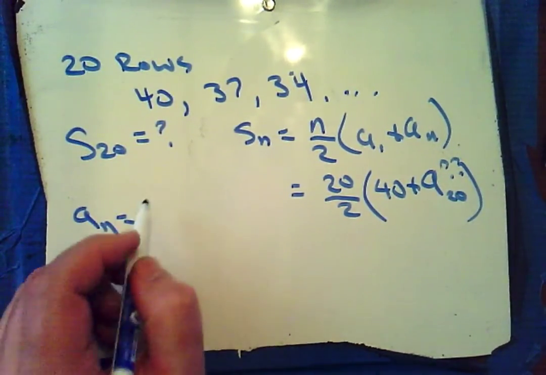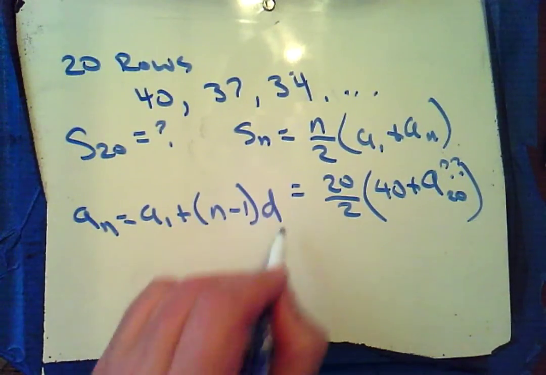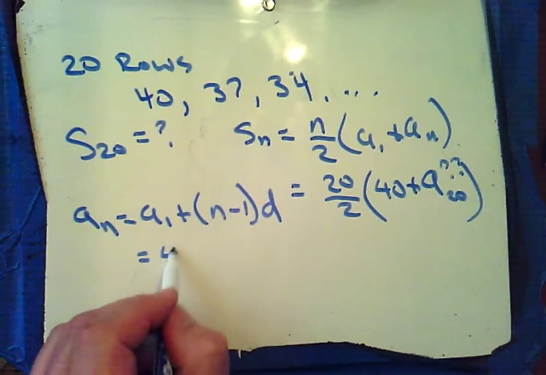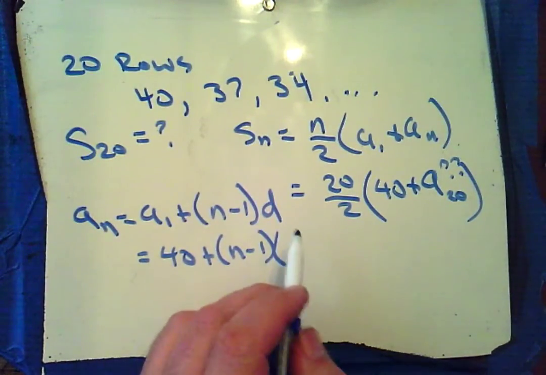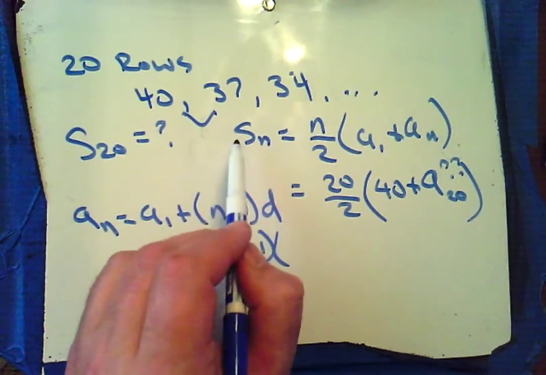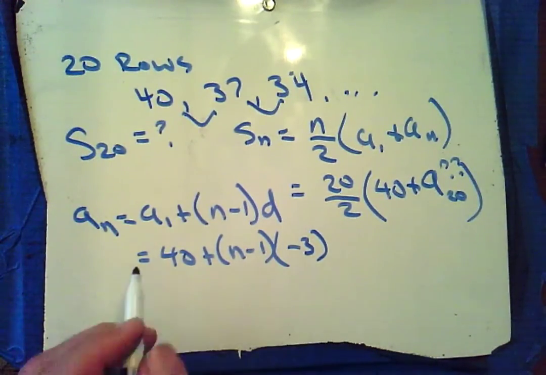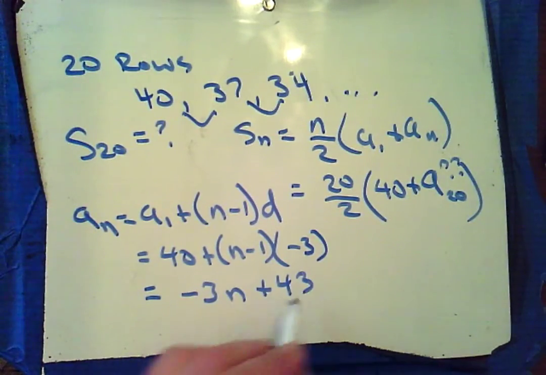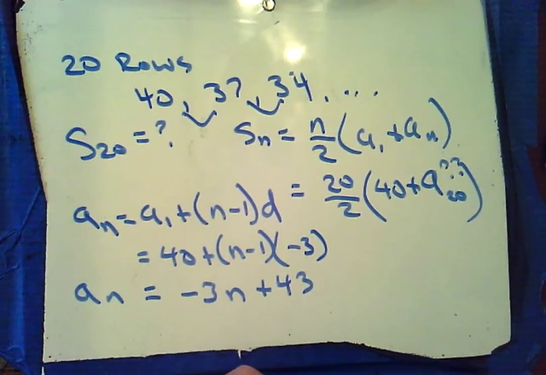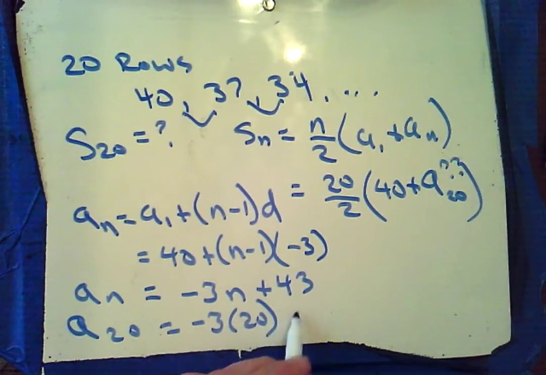So I'm going to have to use my prior knowledge to figure that out. a sub n equals a sub 1 plus n minus 1 times d. a sub 1 is 40 plus n minus 1 times our d value. This is going down by 3, this is going down by 3, so our d is negative 3. So I get negative 3n plus 43 is a sub n. And I want to know a sub 20, which means I'm supposed to put a 20 in here.